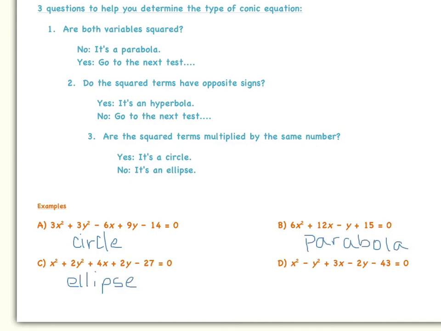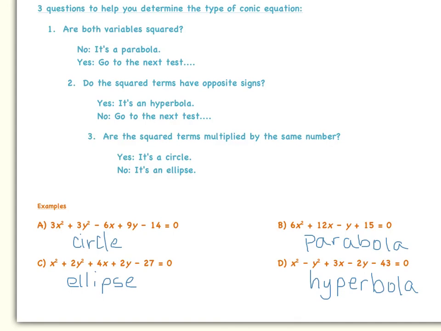Now let's look at example D. Are both variables squared? Well, yes, they are. So I will go to the next question. Do the squared terms have opposite signs? And this time our answer is yes. I have an invisible positive sign in front of x squared and a minus or negative sign in front of y squared. So that means we stop here because we have a hyperbola.